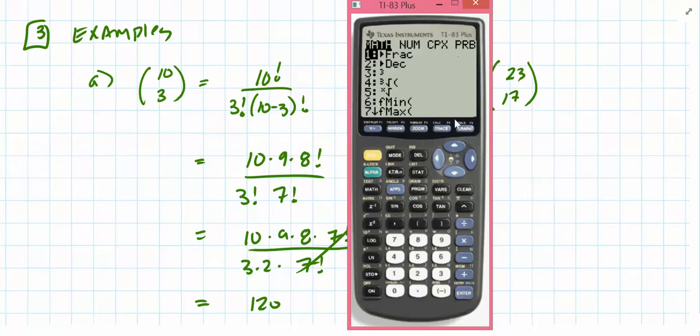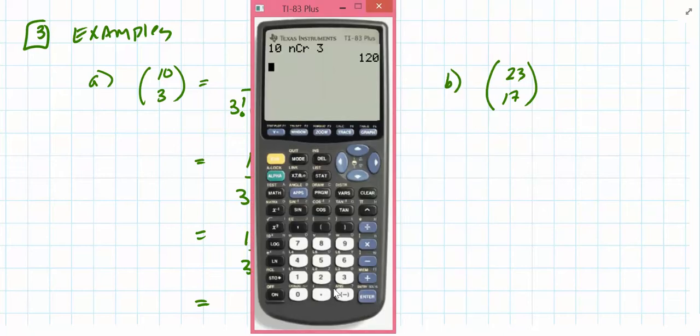And then over here on PRB, notice that your third option is nCr. So the same spot where the factorial is, go to the third. So I have 10 nCr, which means n choose r, and I want to do 3. And notice we get 120, which is what we got down here.